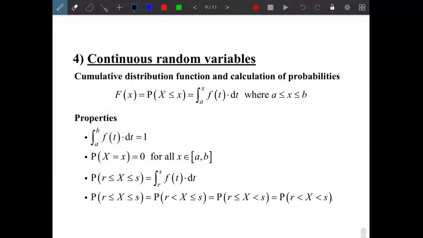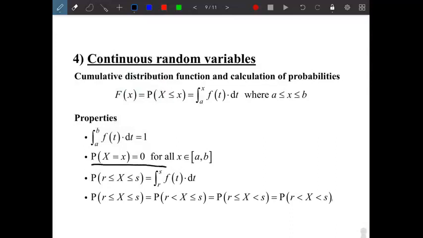So the probability of obtaining X equal to a specific value is almost impossible. Now let me give you an example in order to help you understand this property better.